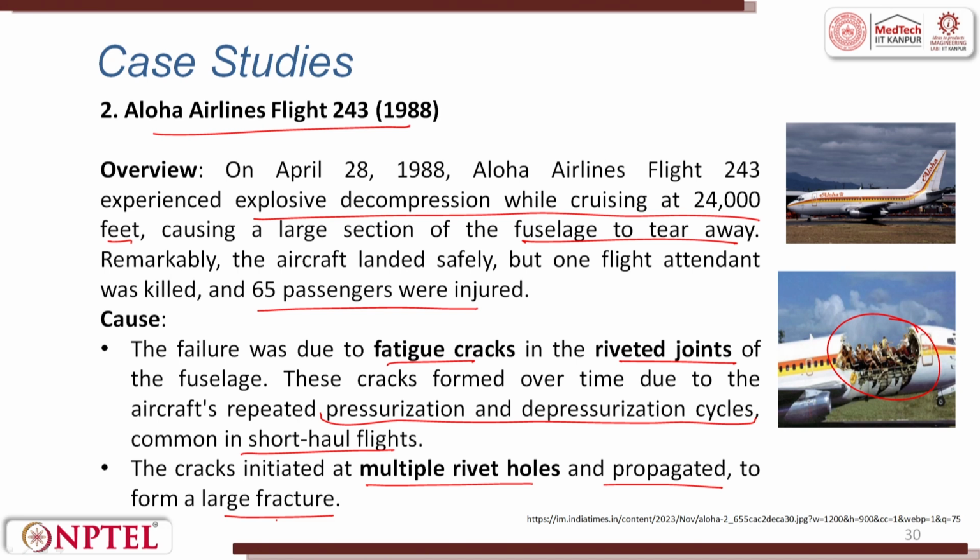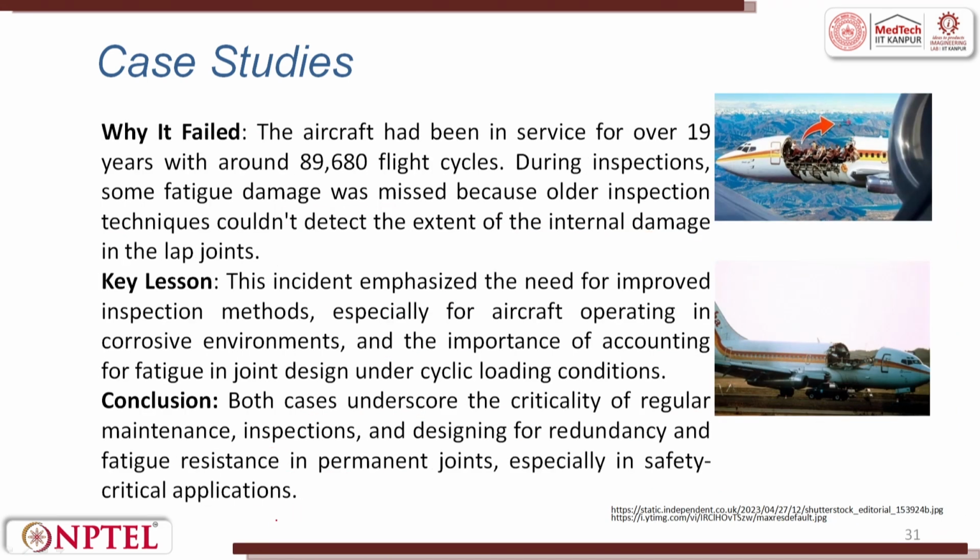Why did it fail? The aircraft had been in service for over 19 years with around 89,680 flight cycles. During inspections, some fatigue damage was missed because older inspection techniques could not detect the extent of internal damage. See in welding joints or in the permanent joints, how critical is the need to identify damage that is internal. Key lesson: the incident emphasized the need for improved inspection methods, especially for aircraft operating in corrosive environments, and the importance of accounting for fatigue in joint design under cyclic loading conditions.